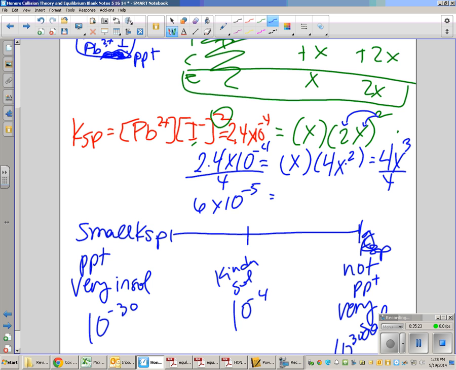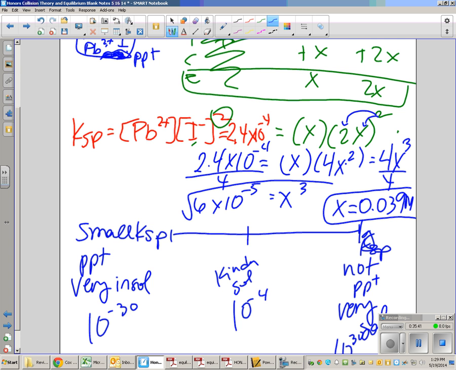I could have mine worked out, but I don't. Okay. X cubed. Cube root of that. What's cube root of that? 0.039. So let me verify too. I like to have multiple calculations. Okay. So we just got x to be 0.039.